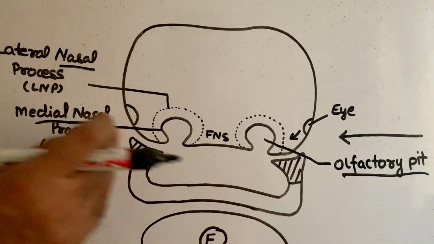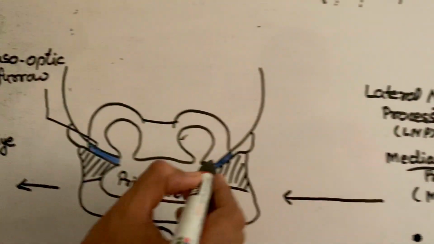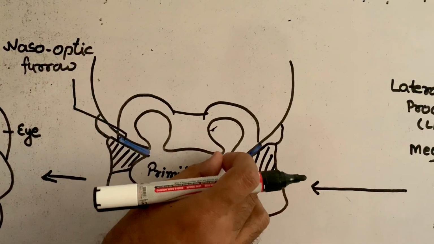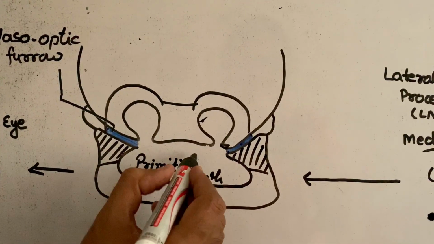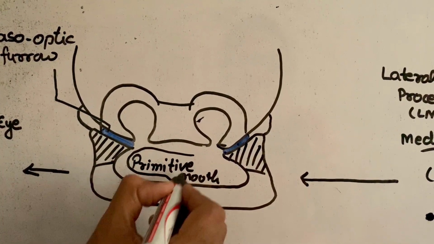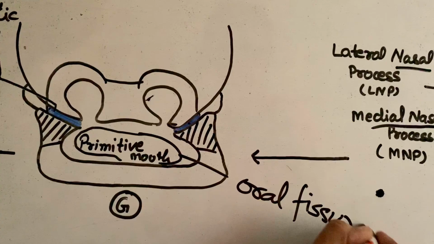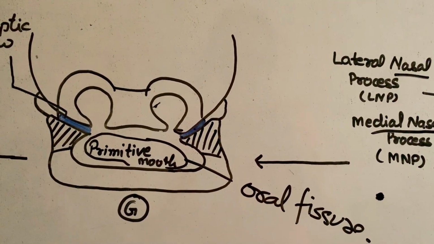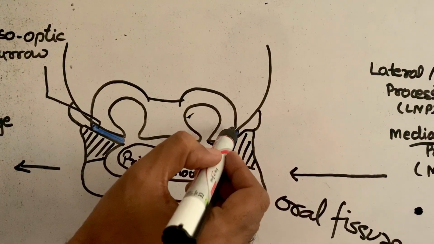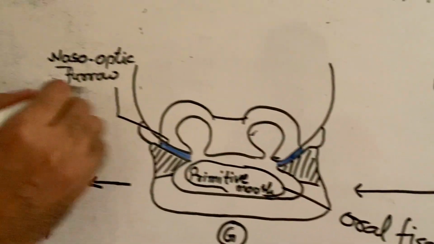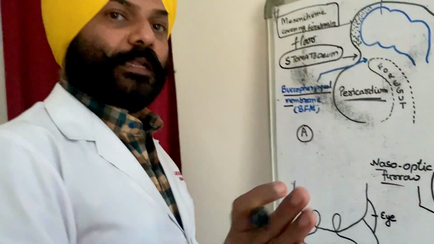Now what would happen later on, as the processes approach and fuse with each other, the nasal olfactory pits ultimately fuse at the lower portion, and the stomatodeum takes the shape of the primitive mouth, which is also called the oral fissure. Now the space that lies between the maxillary process and the lateral side of the nasal pits forms the naso-optic furrow, but we are not taking this part right now. We will discuss the development of the nasal cavity separately.